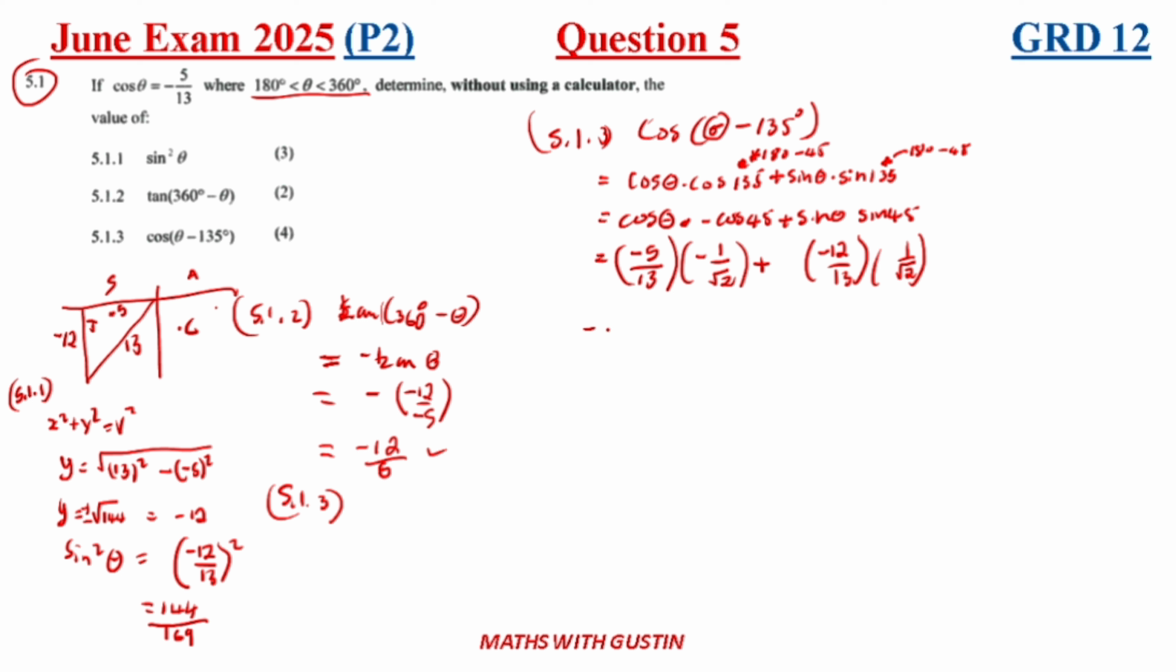Great. So now in this case we're going to multiply everything throughout. It's going to be 5 over 13 root 2, and then in this case negative 12 over 13 root 2, which ultimately gives us an answer of negative 7 all over 13 square root of 2. Hope you are following, guys. Let me know what you think, and that's how you deal with a question like this one. Let's move on to 5.2.